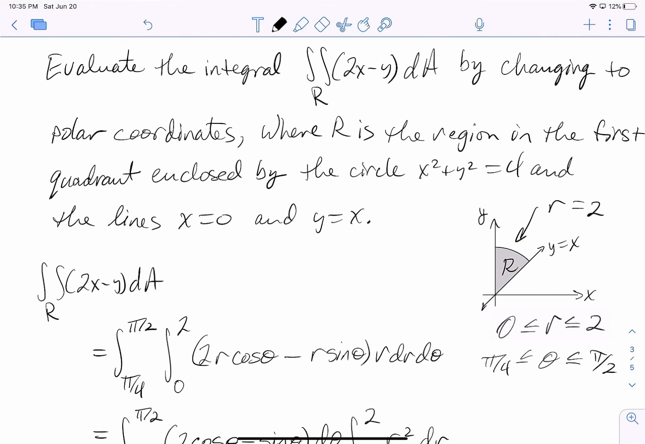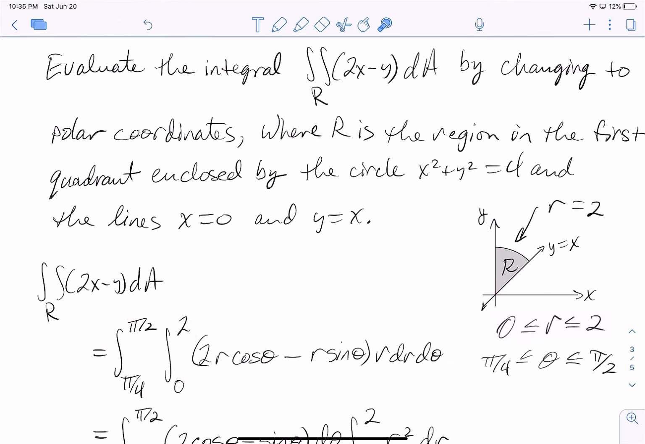All right, our region in the xy plane looks like a pizza slice. We're going from the angle theta equals pi over 4 to theta equals pi over 2. That's the first quadrant version there. And we are in a circle of radius 2, so r is going to go from 0 to 2. Those give us our limits of integration.